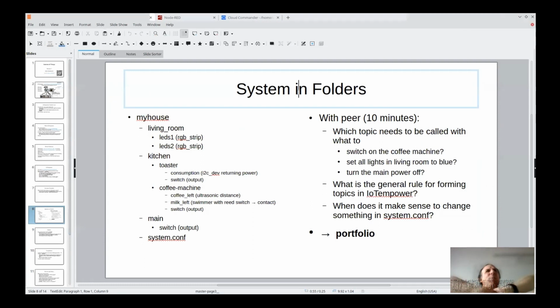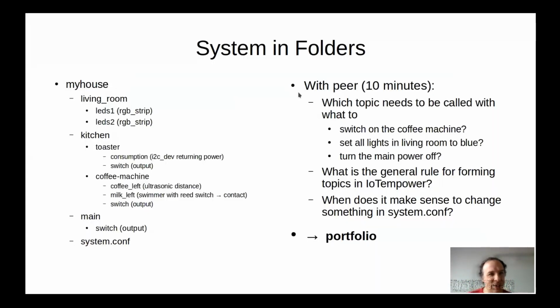Let's understand the topics. There's something weird happening with IoTempower, how it creates the topics. Let's assume you have one of these IoT systems, which is called My House, and there's a folder living room in there. In living room, you have LEDs 1 and LEDs 2. There's a kitchen in there with a toaster and a coffee machine. Basically, these are the folders, and these are the devices then defined in the setup CPP in there.